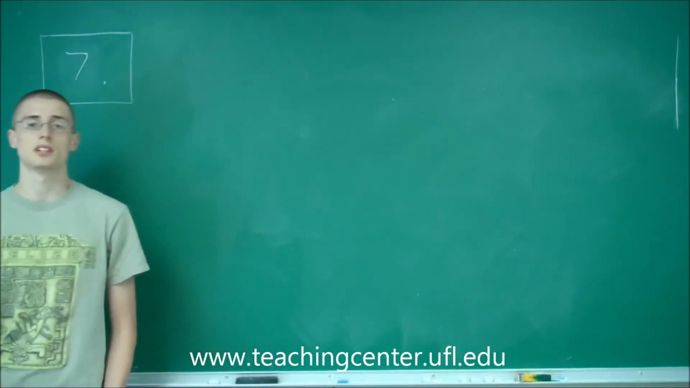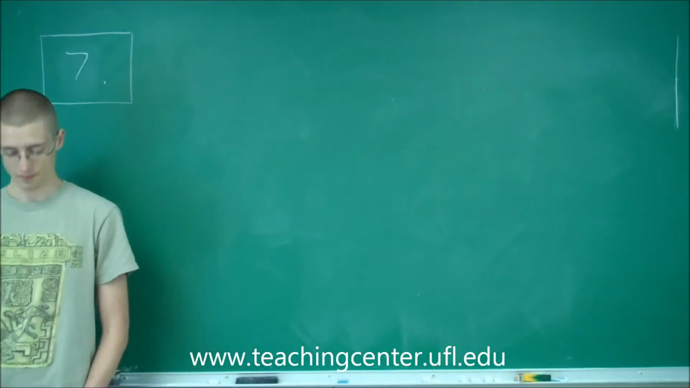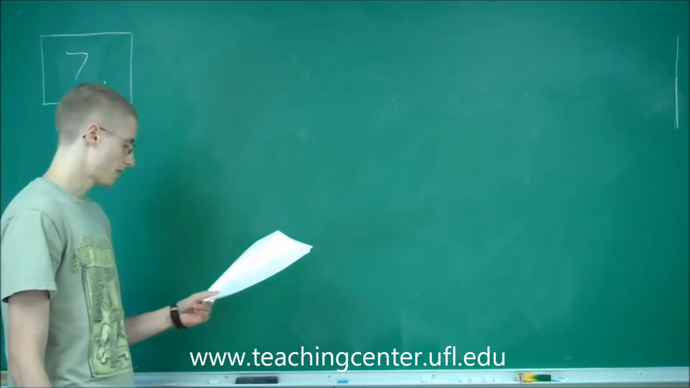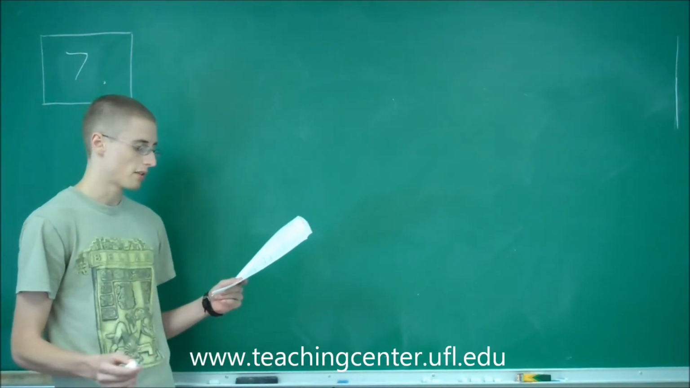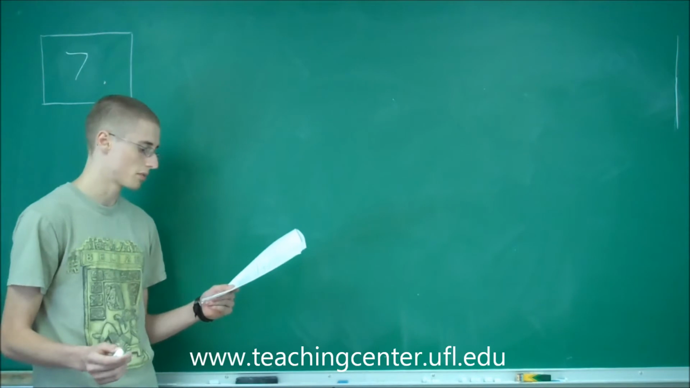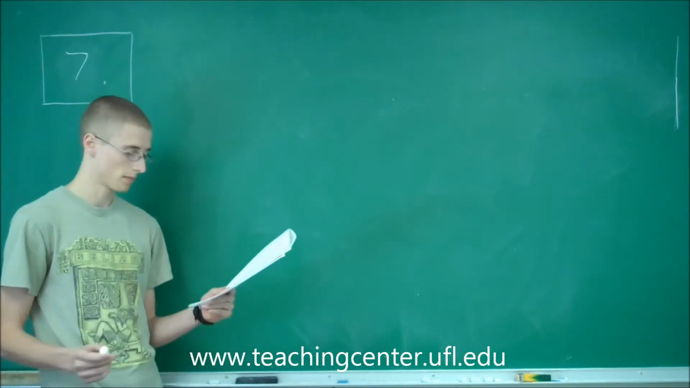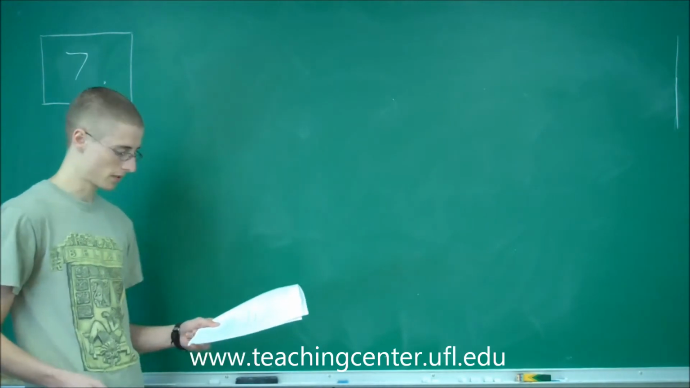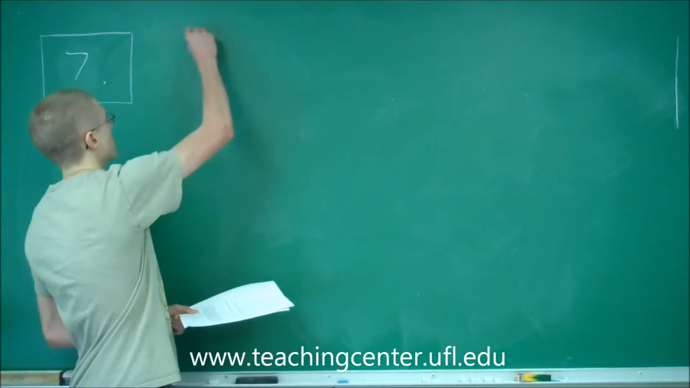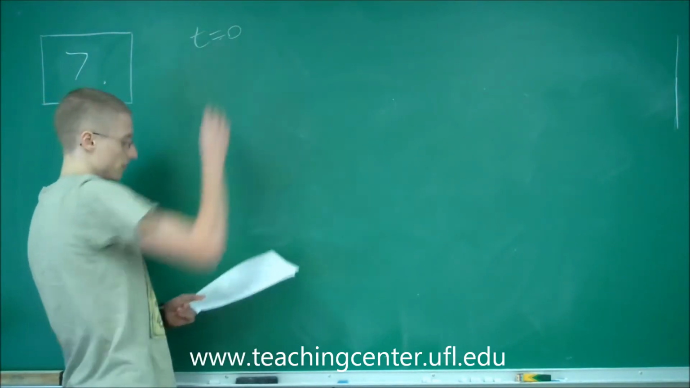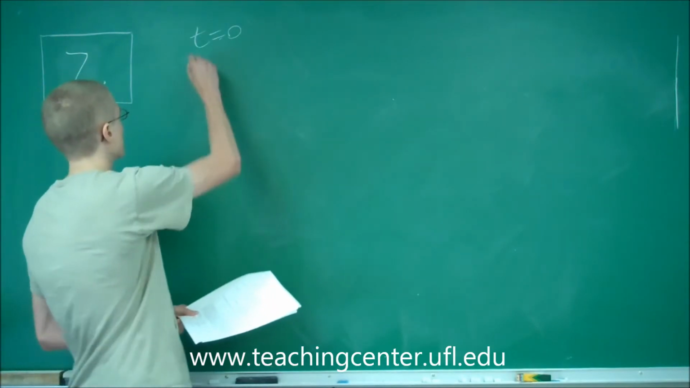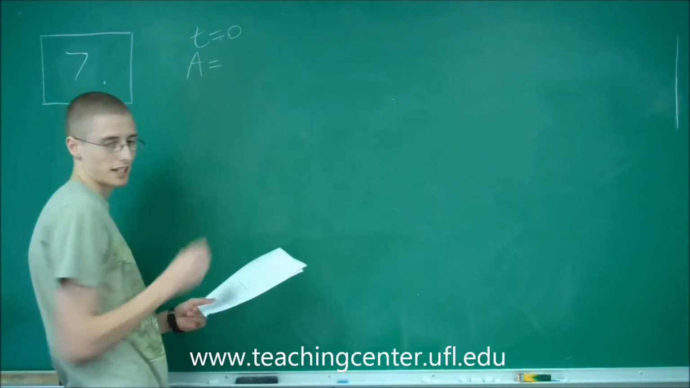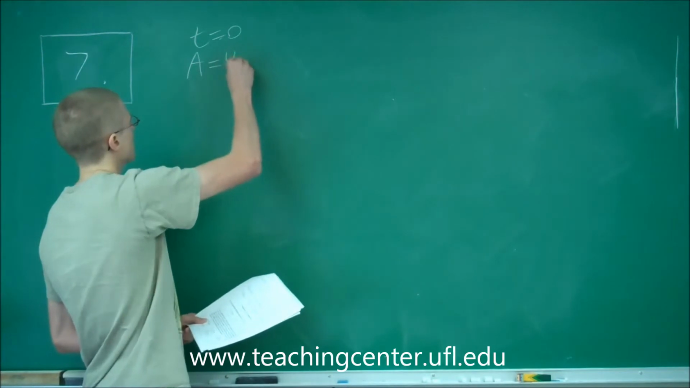So problem number 7 deals with exponential growth and decay. And the problem reads, the expiration date of a dairy product is determined by the amount of a certain bacteria that grows naturally in the product. The bacteria count when the product is first packaged is 40 million. So what that means is when t equals 0, the amount of bacteria is 40 million.